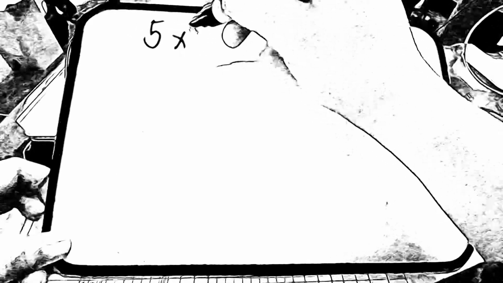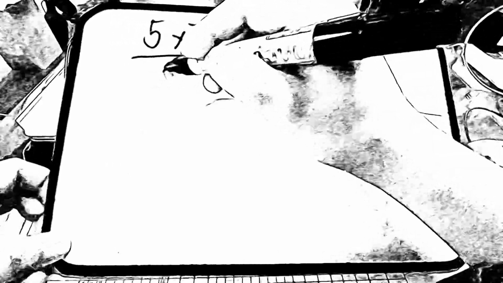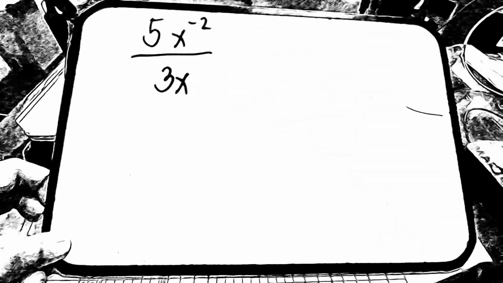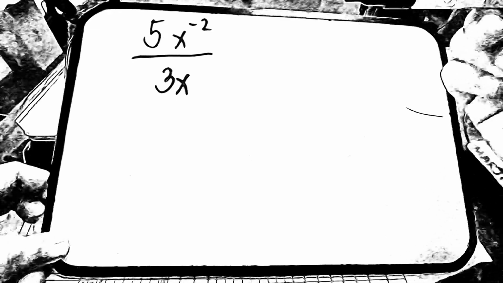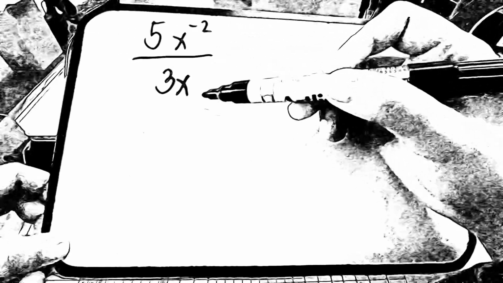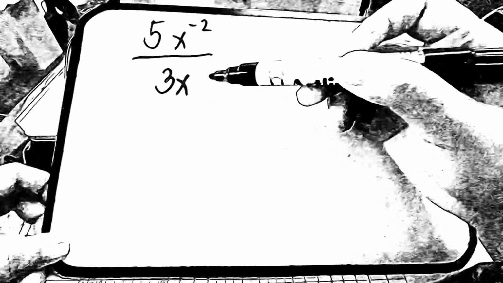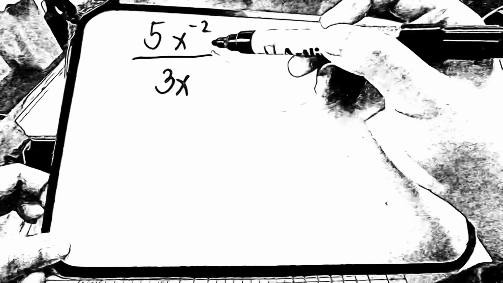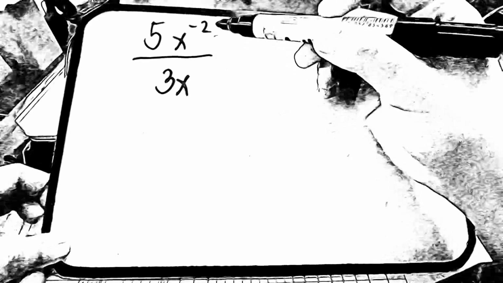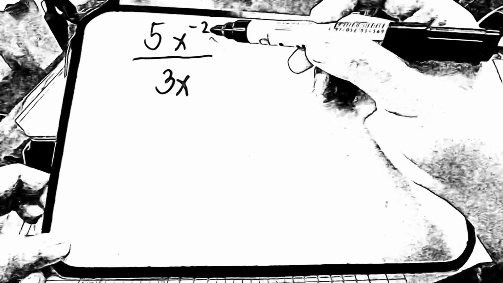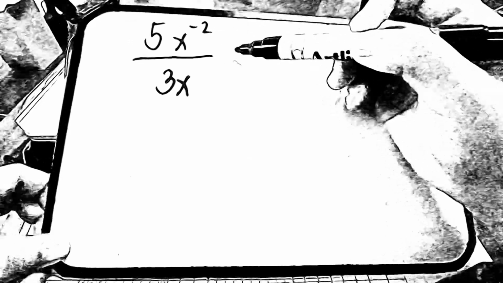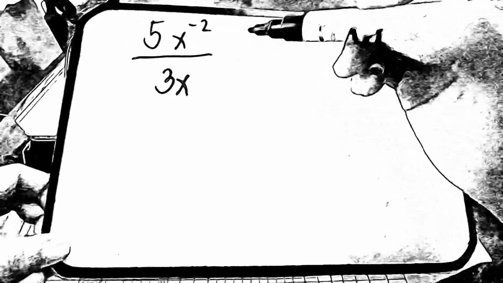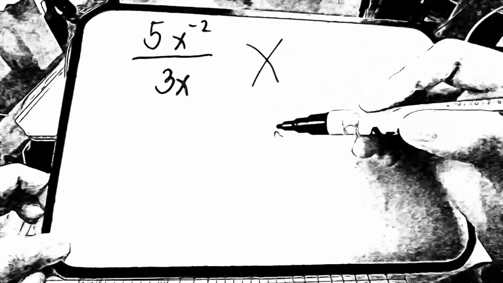Another example, I have 5x raised to negative 2 all over 3x. Now, the numerator and the denominator should be a polynomial. On this example, the denominator is the only part of the fraction that is a polynomial, since the numerator is not a polynomial because the exponent is negative. The first condition is not met. Therefore, this example is not a rational expression.